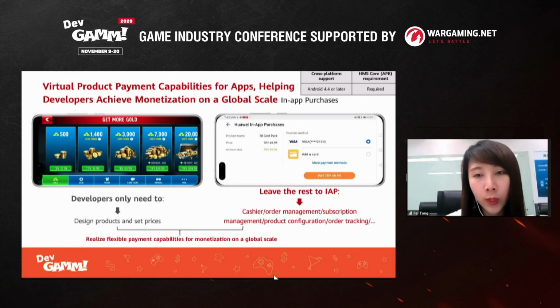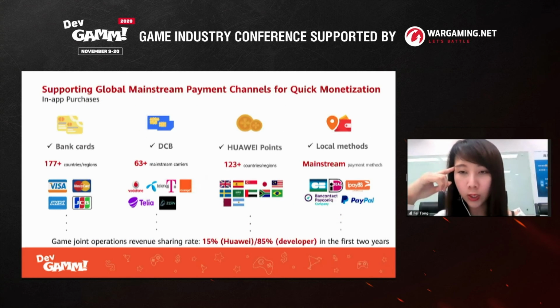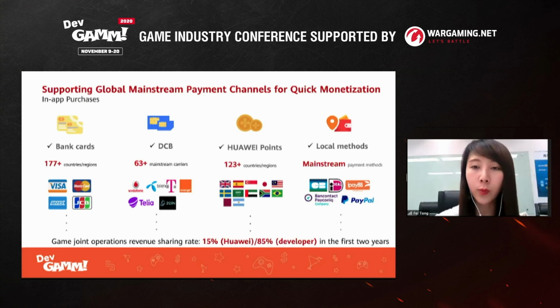And in the last 2 years, we have been dedicated to expanding our IAP channels. Till now, we already support all of the most popular bank systems, such as Visa, MasterCard, Amex, and JCB. We are also partnering with more than 63 global operators to provide direct carrier billing. You know direct carrier billing allows users to pay from their mobile airtime.